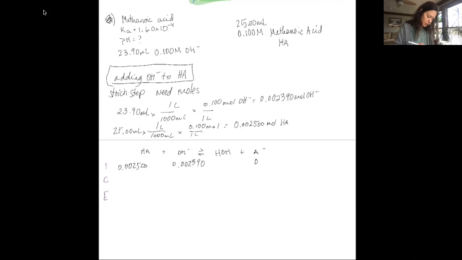ICE. What's the limiting reactant? Once again, it is hydroxide. Minus 0.002390, minus 0.002390, plus 0.002390. And this will be 0.000110.